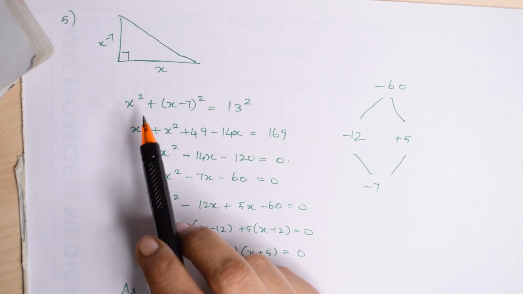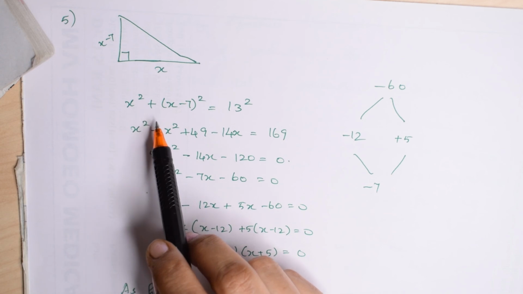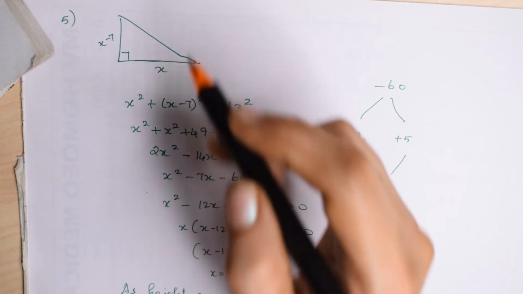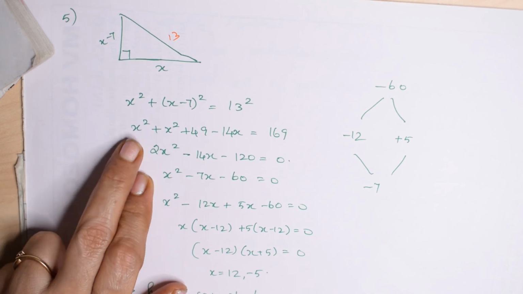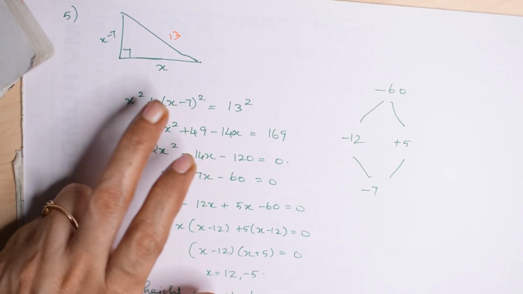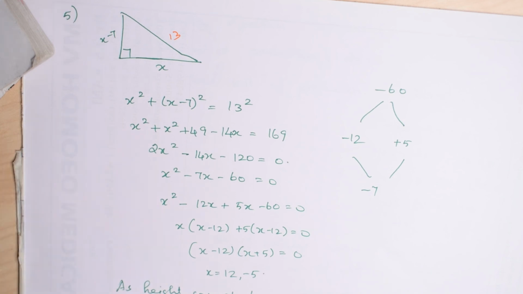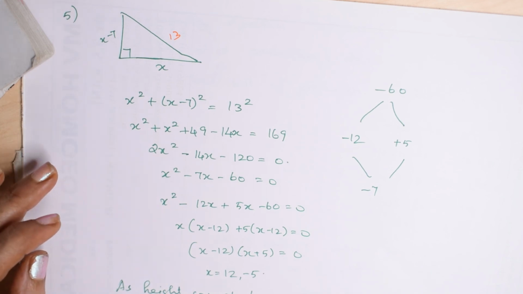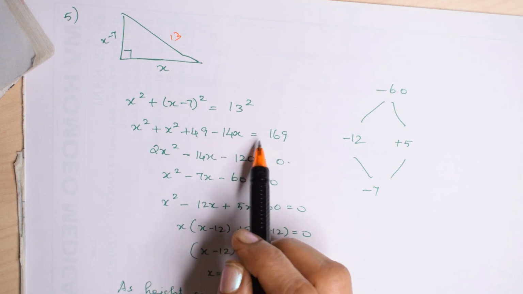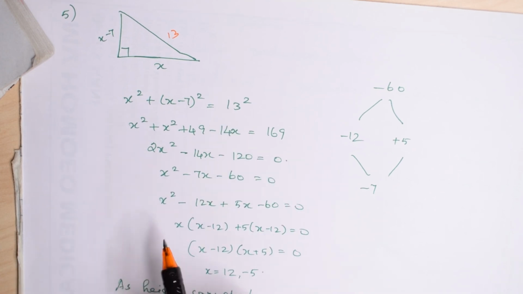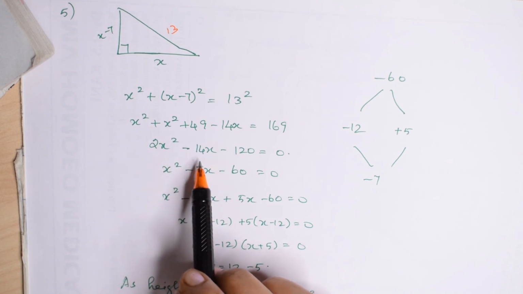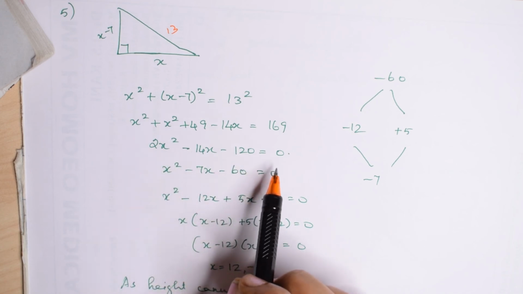Then by using Pythagoras theorem, x square plus x minus 7 whole square is equal to 13 square. There is a 13, right? Again the quadratic equation, a minus b whole square, that formula I am using here: a square plus b square minus 2ab, and this is 13 square. I am bringing it all to the left hand side. The equation becomes 2x square minus 14x minus 120 is equal to 0.